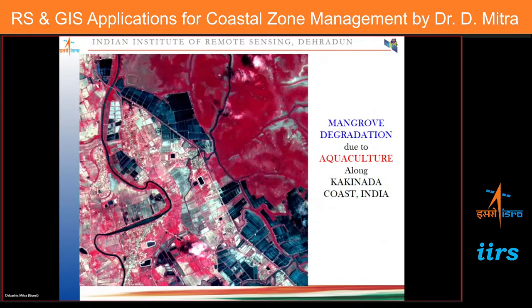Now I will show you certain diagrams and satellite data which will let you know how the anthropogenic activities are degrading the coastal zone. So this is a mangrove degradation due to aquaculture in the Kakinada coast in India, where you can see all the black square shaped areas. They are the aquaculture fields. And the red color is the Coringa mangrove, which is a part of the Kakinada coast, where you can see the aquaculture activities which have come here.